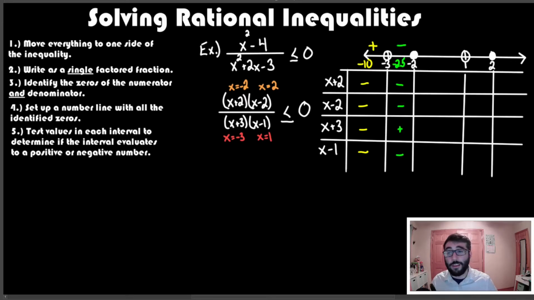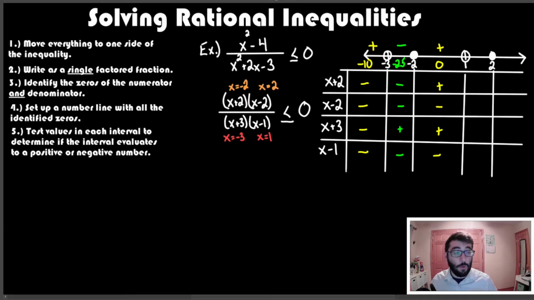From there, I test out some number in between negative 3 and negative 2, like negative 2.5, and that interval ends up becoming negative. I test now some number in between negative 2 and 1, and I just pick 0. And remember, I'm just plugging these numbers in for x. 0 plus 2 is positive. 0 minus 2 is negative. 0 plus 3 is positive. 0 minus 1 is negative. All of that together ends up making a positive interval.